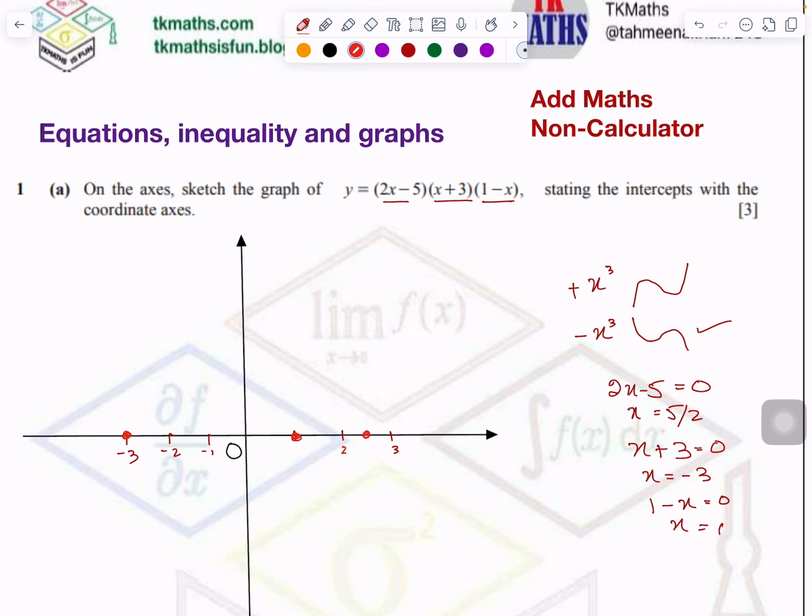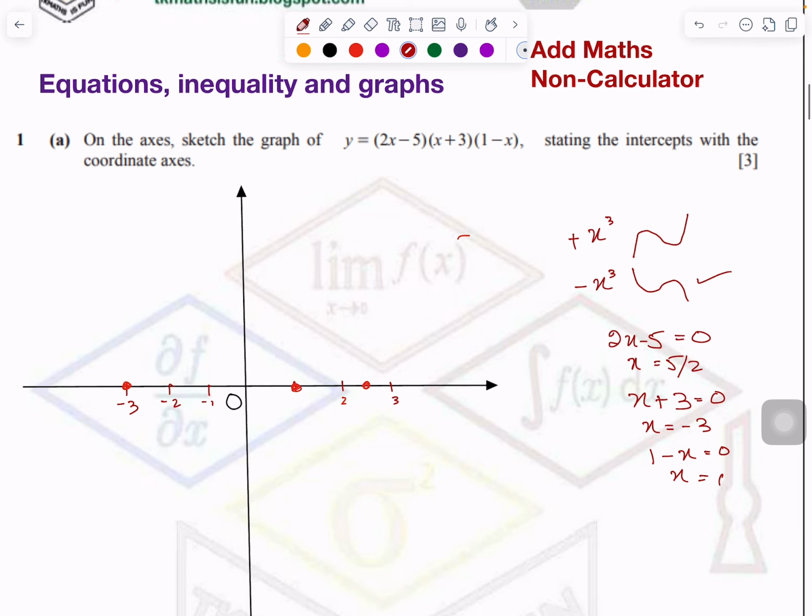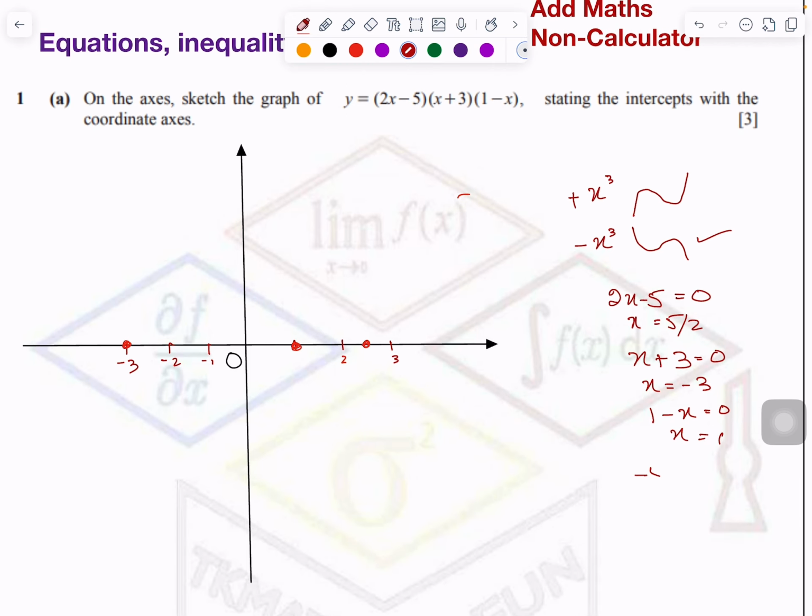Third important thing is, if you see the constant in each factor, minus 5 and 3 is minus 15. Minus 15 multiplied by 1 is minus 15. It means the y-axis intercept will be at minus 15. Let me write it here neatly. So minus 5 into 3 into 1 is minus 15. That will give me the y-intercept. So roughly, I'm just marking here minus 15. It is not drawn to scale, but you have to highlight all the important points on the x-axis, y-axis and the shape. So this will help you to get 3 marks.